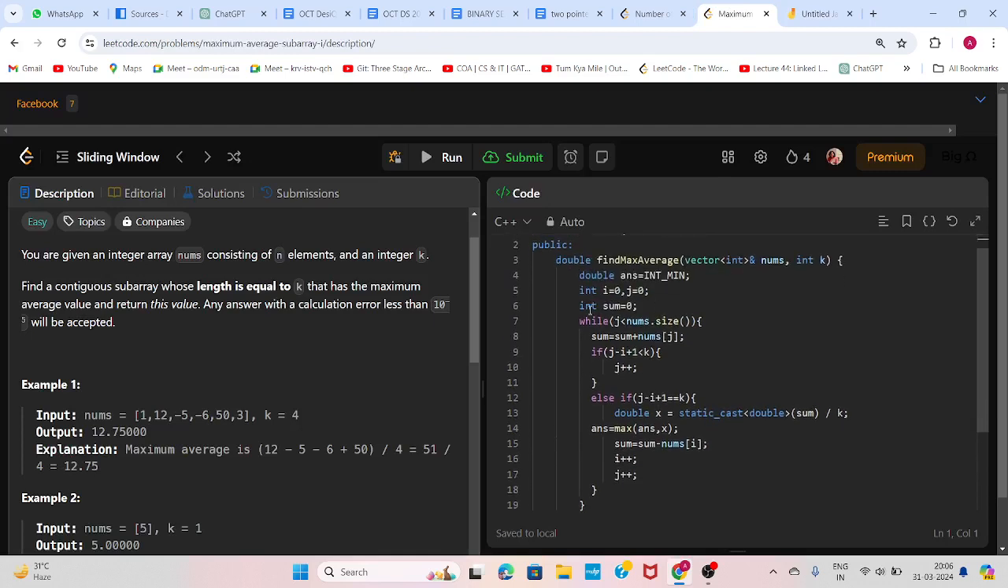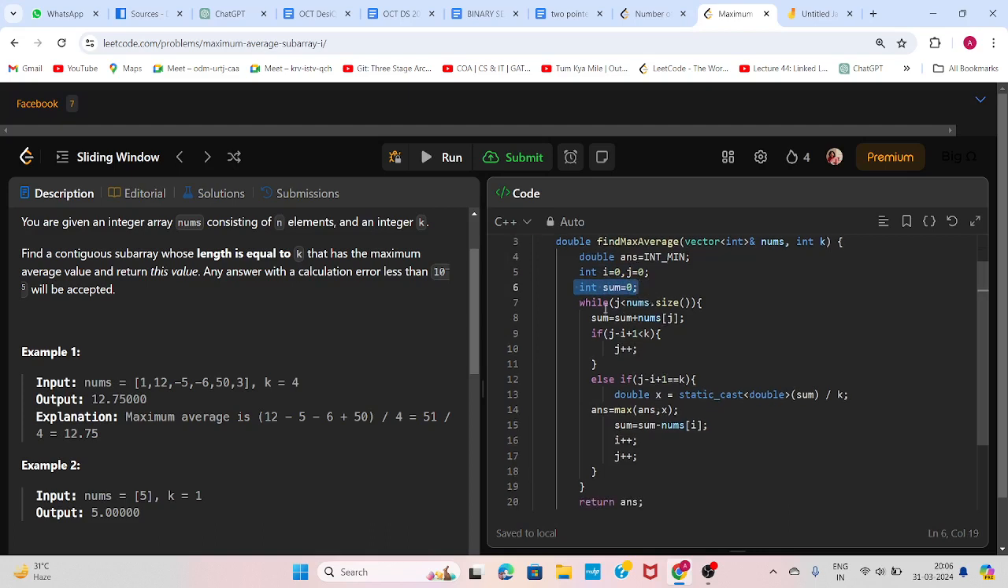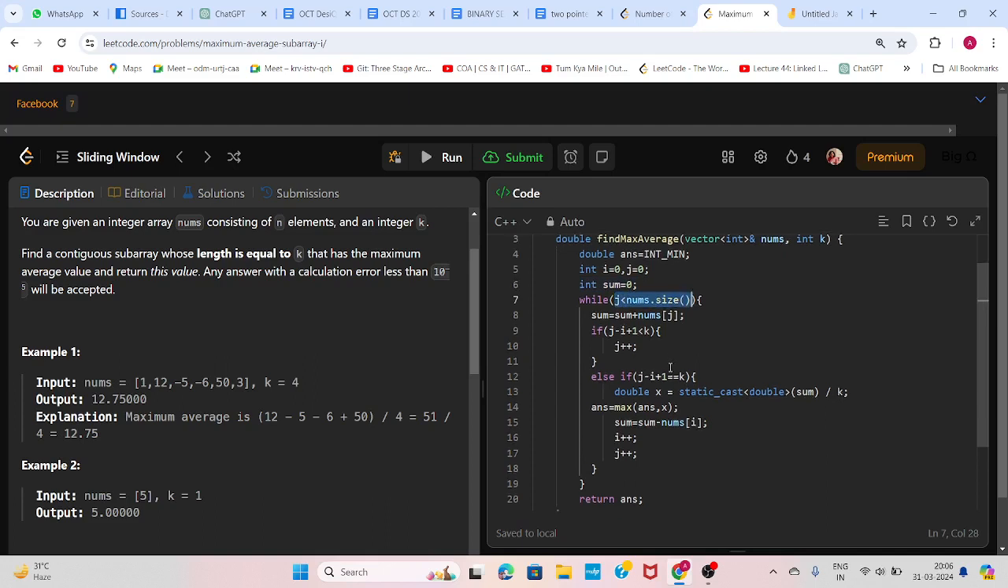In this code, we want the value in double, because we want it in decimal. Then we take two pointers i and j, and one sum to take care of the sum of the elements. The loop goes while j is smaller than nums.size. We add the current number, and we check if the length is smaller than k. If so, we don't have a valid array, so we increase j by doing j plus plus.